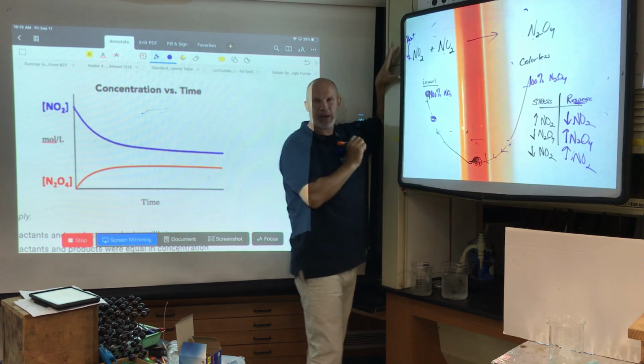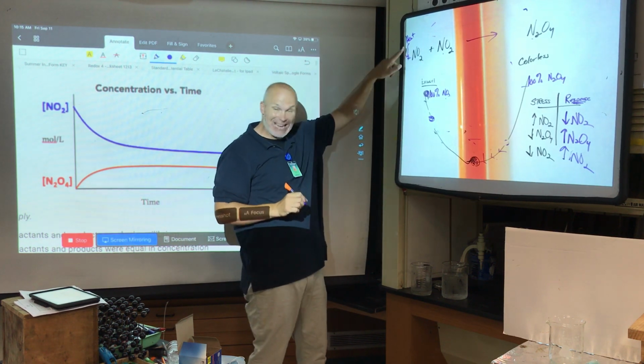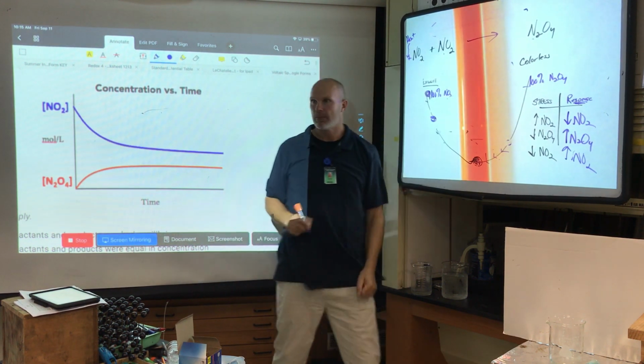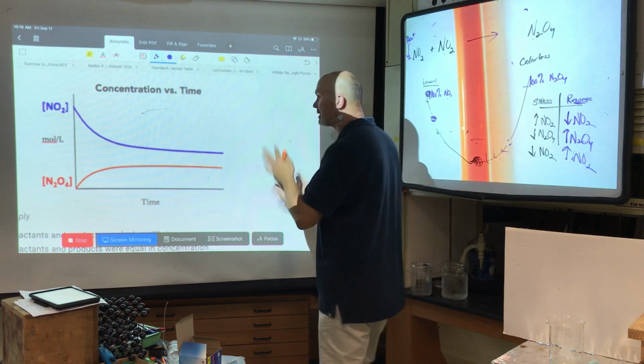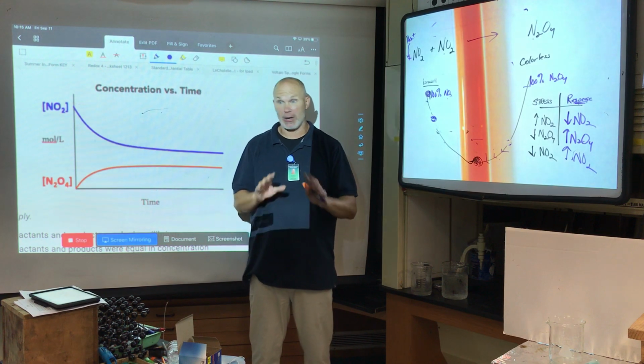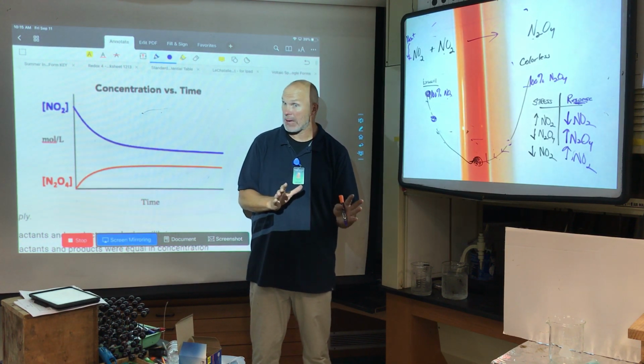This would be an endothermic reaction. That means that these two chemicals need heat to go this way. Or the reverse is exothermic. When this goes this way, it releases heat. But heat's going to be one way or the other, in a physical process or a chemical process.